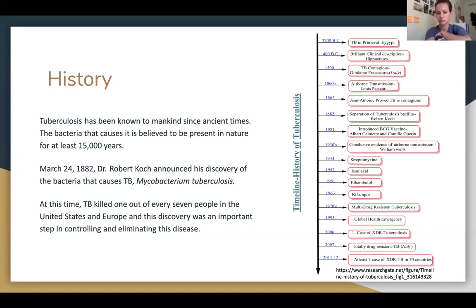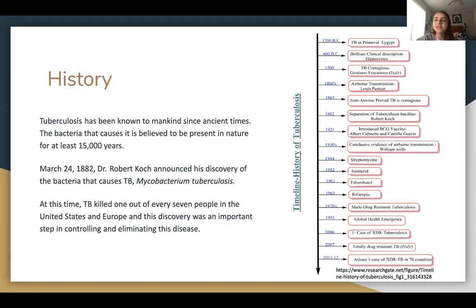But one of the most important dates was March 24th, 1882. Dr. Robert Koch announced his discovery that the bacteria that causes TB was Mycobacterium tuberculosis. At that time, TB killed 1 out of every 7 people in the United States and Europe. This discovery was a super important step in controlling and eliminating the disease. In the 1940s, 50s, and 60s, some of the drugs we still use today, which Allie will talk about later, were developed, and those were huge steps forward in controlling and eliminating TB.